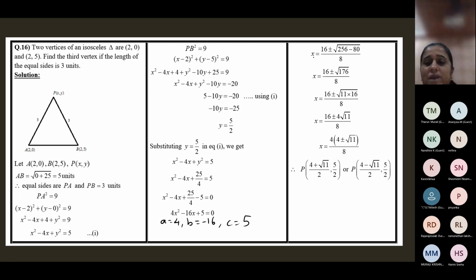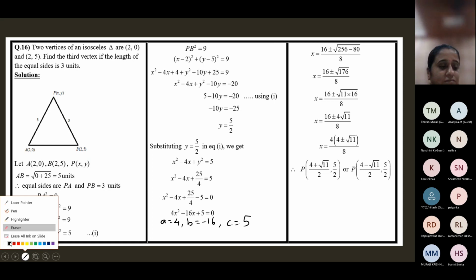So see here, x is the variable. x is equal to minus b. What is minus b? b is minus 16, so minus b is plus 16. Minus b, minus b, so plus 16 it is. That's why I've written plus 16 there.